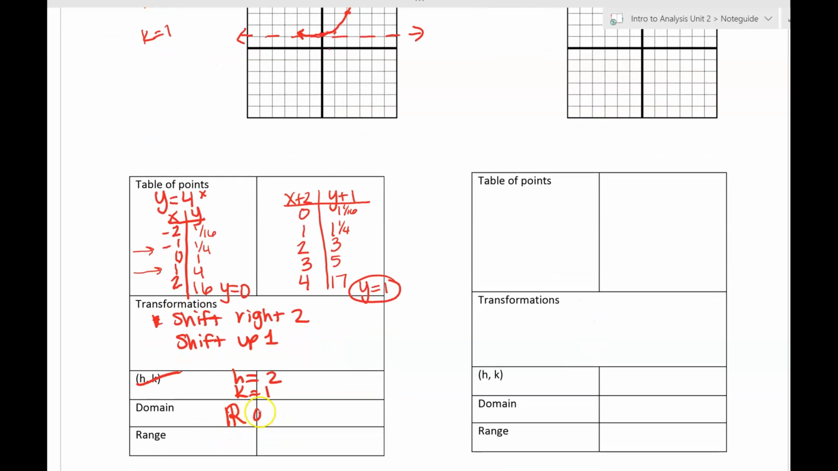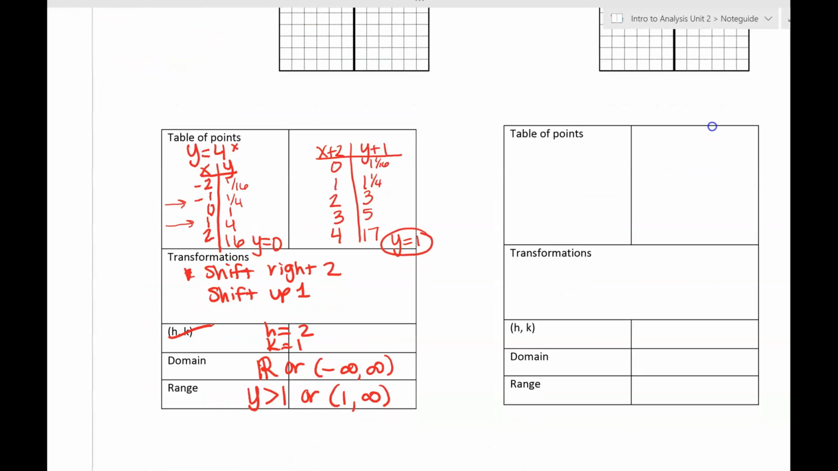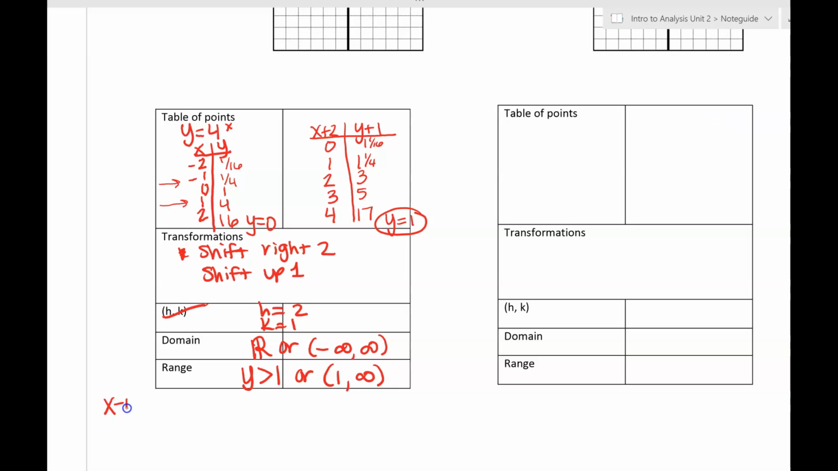Again, the domain is all real numbers. And the range here, we can see that it's y values above our asymptote of 1, or from 1 to infinity. And I'll come back and do, actually we can do them right now. So I'll do the x-intercepts for this. And again, I know if you have the graph, you can see, but what if you don't have the graph?